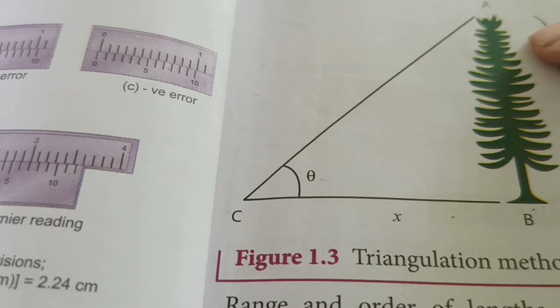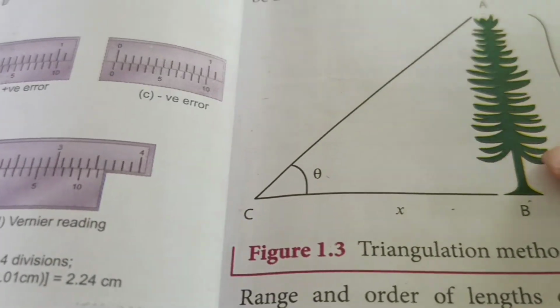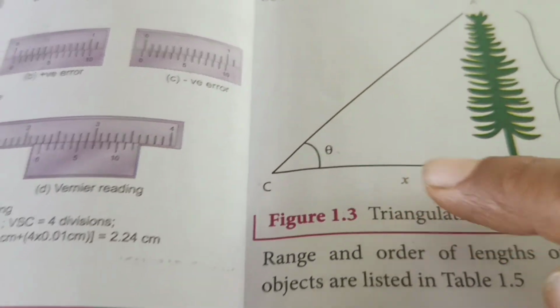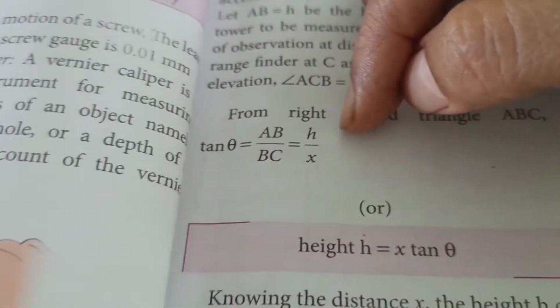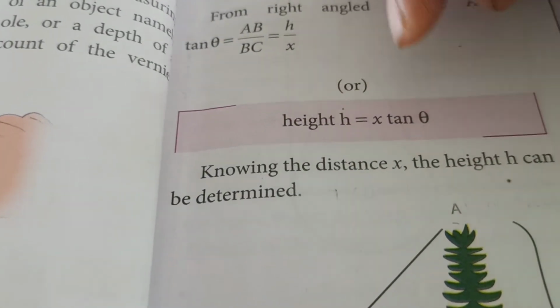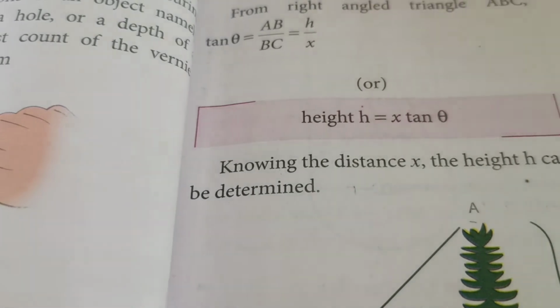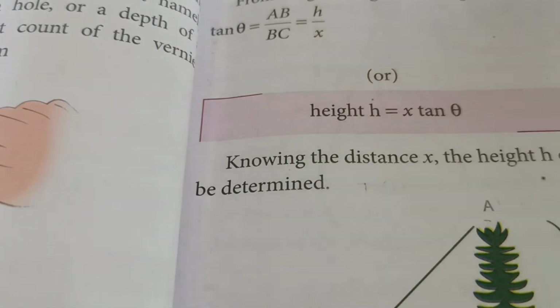So tan theta equals opposite side by adjacent side. The opposite side is AB and the adjacent side is BC. You know AB is equal to h and BC is equal to x. So tan theta equals h by x. So height h equals x tan theta. Okay, knowing the x and the theta value, you calculate the h value.